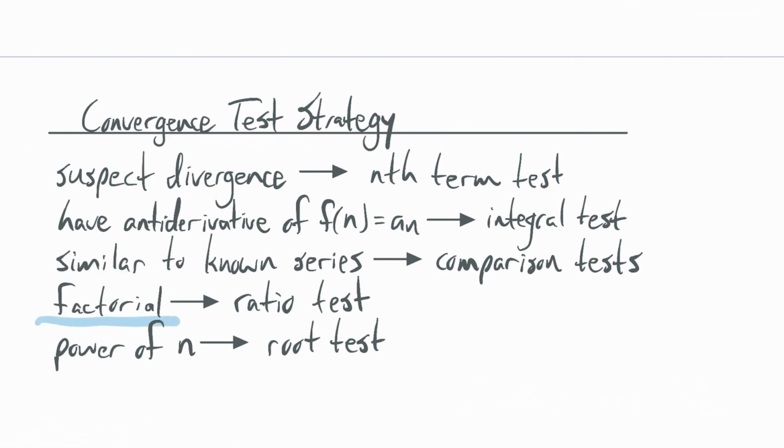If you see a factorial, use the ratio test. That's probably going to do it. Maybe not, but probably. If you see a power of n, try the root test. Sometimes the ratio test will work if you have a power of n. And there may be series where two or three different tests work, but one might be easier than another. So I would check for them in this order. This is the order I would consider the options in, basically.